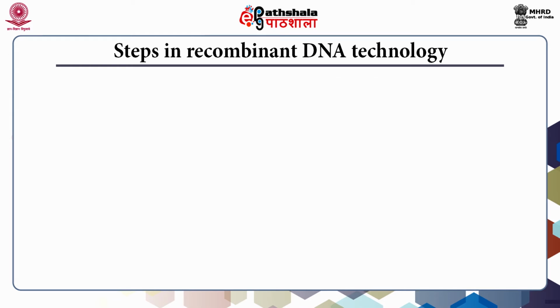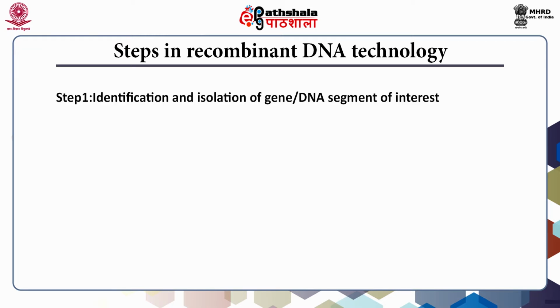There are 6 main steps in recombinant DNA technology. Step 1 is identification and isolation of the gene or DNA fragment of interest which is to be cloned. This desired DNA fragment or segment is then isolated enzymatically by restriction endonucleases.